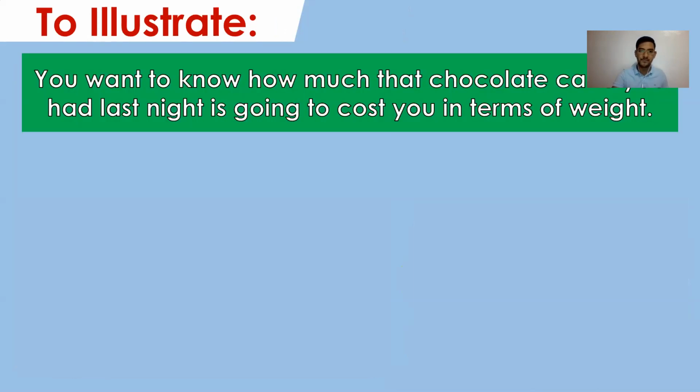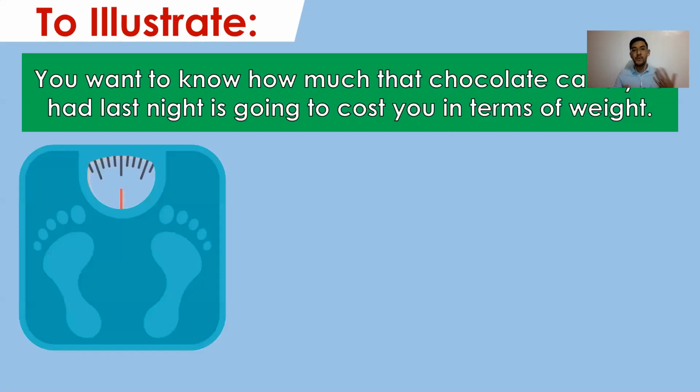Now, to illustrate, you want to know how much that chocolate cake you had last night is going to cost you in terms of weight. Kumain ka daw ng chocolate cake last night and you're very worried about your weight. So gusto mong malaman kung gaano yung tinaba mo. Okay? Now, you get a weighing scale, then you step on it. Lumabas, your weight is 64. Ay, sabi mo, medyo mataba. Parang konti lang naman yung nakain kong chocolate cake, pero parang ang bigat ko na.